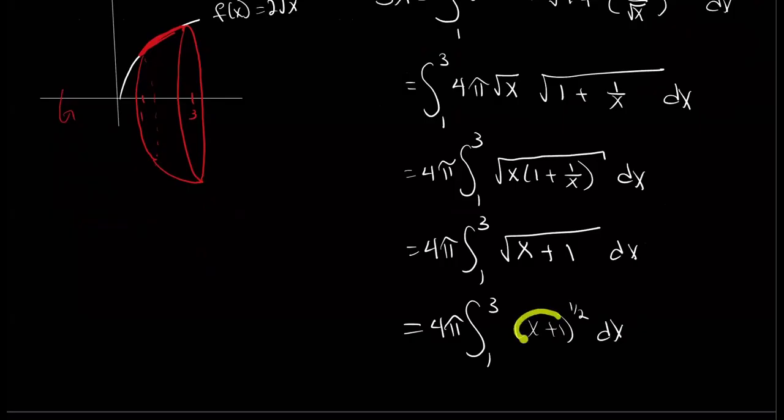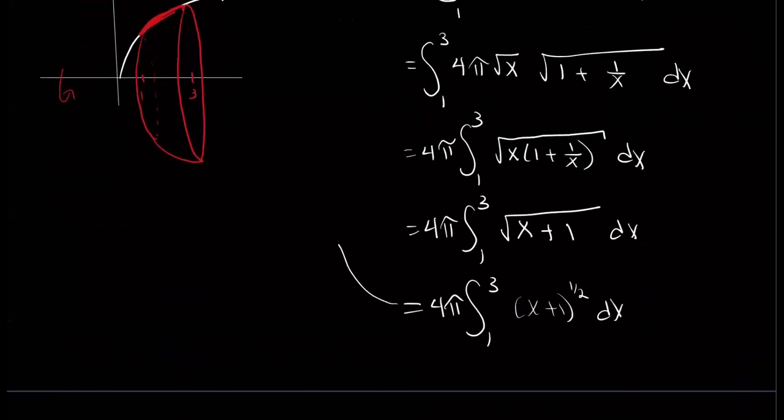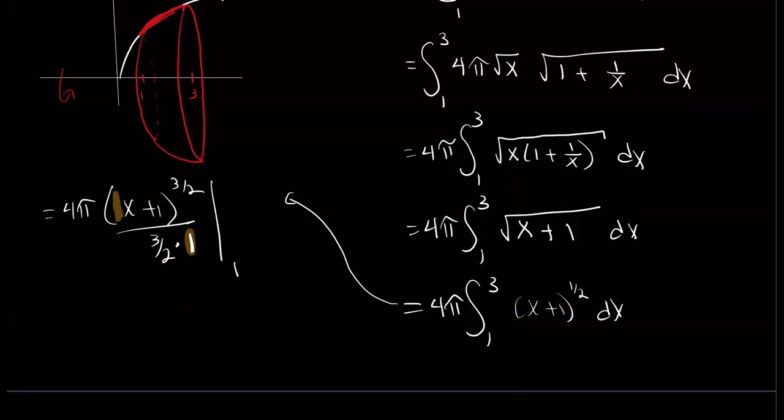You should notice that my inside is linear, so I can skip the u sub part and just do that calculation. So this will become 4 pi times, I add 1 to the power, divide by the new power, so long as I also divide by the constant multiple, and my constant multiple was 1 times x. And then I'm going to evaluate that, it looks like from 1 to 3. So this is 8 pi thirds.